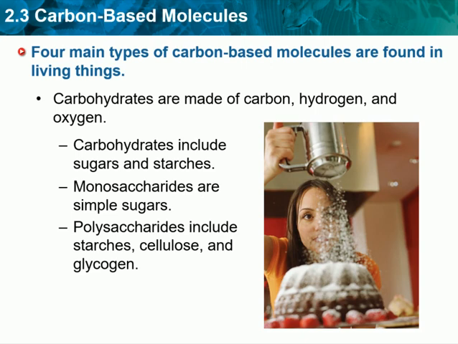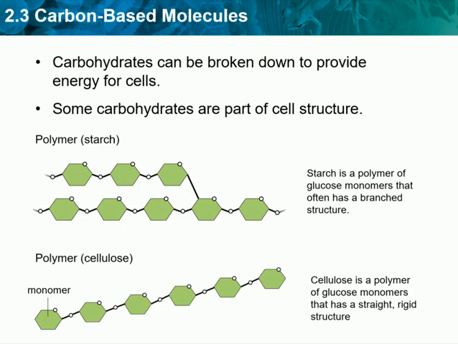Fruits and grains are in different food groups, but they both contain large amounts of carbohydrates. Carbohydrates are molecules composed of carbon, hydrogen, and oxygen. They include sugars and starches. Carbohydrates can be broken down to provide a source of usable chemical energy for cells. Carbohydrates are also a major part of plant cell structure.